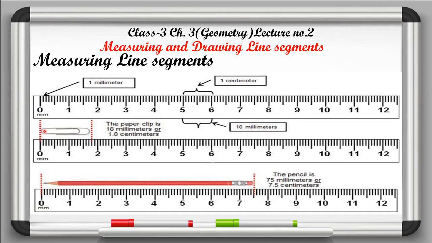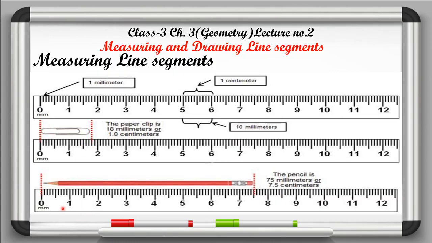Here you can see that there is a paper clip. What is the length of this paper clip? We will start from 0 and it ends at 1.8 centimeters. 1 is complete and after that we will calculate. So 1, after that 1.1, 1.2, 1.3, 1.4, 1.5, 1.6, 1.7, 1.8. So the length of this paper clip is 1.8 centimeters or 18 millimeters.